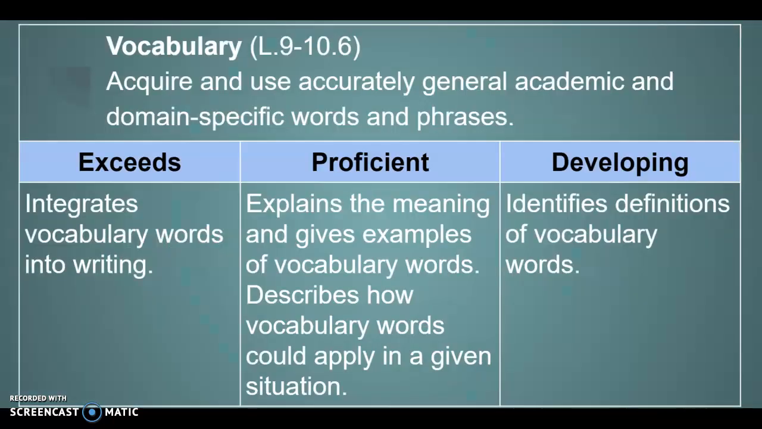So just a reminder, here's our vocabulary standard. Today we're really working on the developing portion, which is identifies definition of vocabulary words. So we'll be working on definitions.